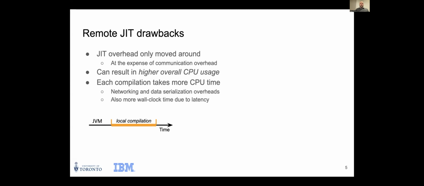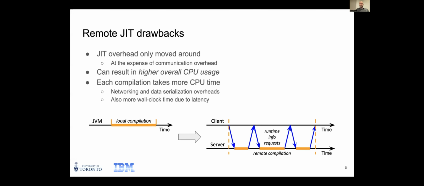As represented in this diagram, each compilation is not just a single request-reply operation. It's hard to predict what data the compiler will need in advance before the compilation. So the compiler needs to request some of the data on demand from the JVM. As a result, it takes more CPU time and wall clock time.